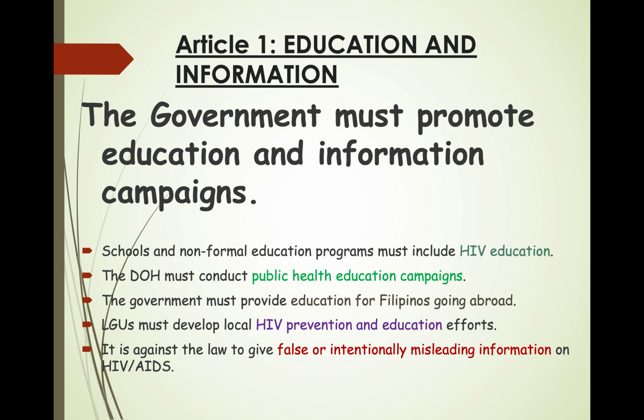Okay, so aside from that, we go now to the different articles. As mentioned a while back, we have 9 articles, and the 52 sections are divided into those 9 articles. The first article talks about education and information. So the government must promote education and information campaigns. Technically, our government, with the help of DOH, is actually promoting and informing our community, our students, and different stakeholders of society with regard to HIV.